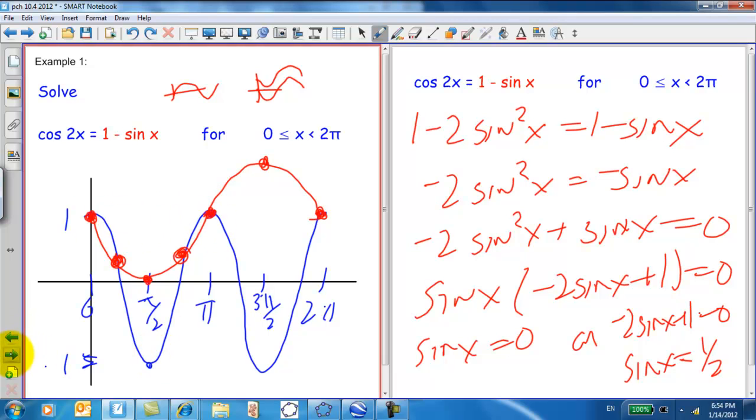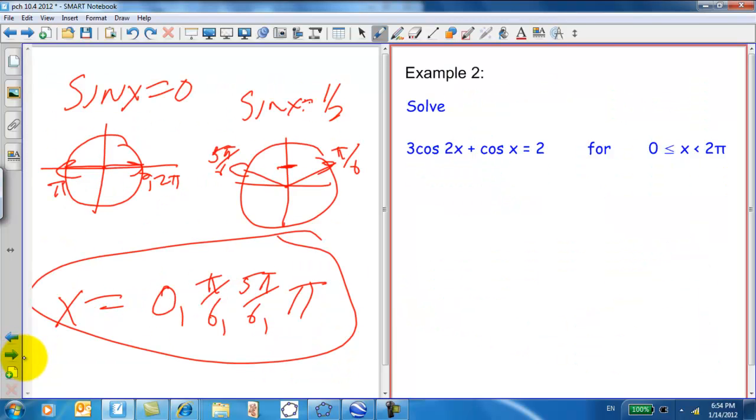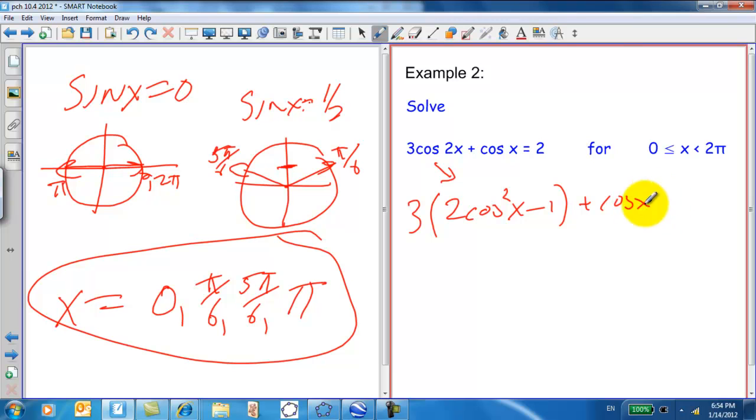Okay. Let's take a look at another question. Example 2. Solve 3 cosine 2x plus cosine x equals 2 from 0 to 2 pi. This one's a little harder to just do a quick sketch of. And you might just get frustrated trying with all the doubling and tripling and so forth. So instead, I am going to go right to the algebra and keep it in cosine this time. I'm going to replace the cosine 2x with 2 cosine squared x minus 1, plus cosine x minus 2 equals 0, because eventually I want to factor it and set each factor equal to 0.